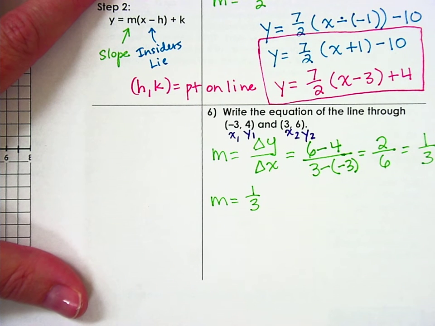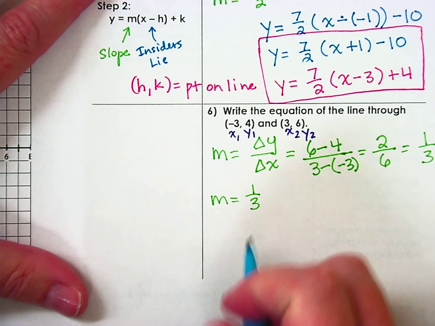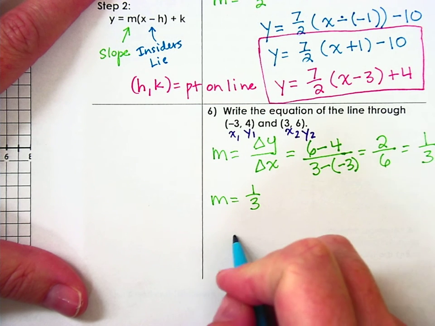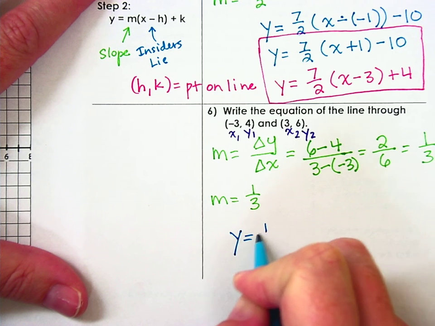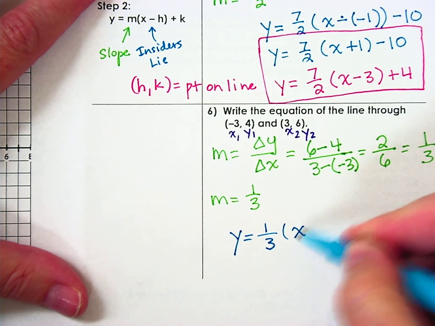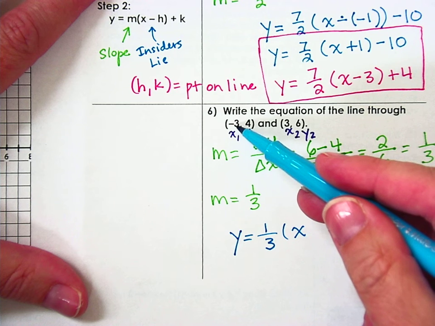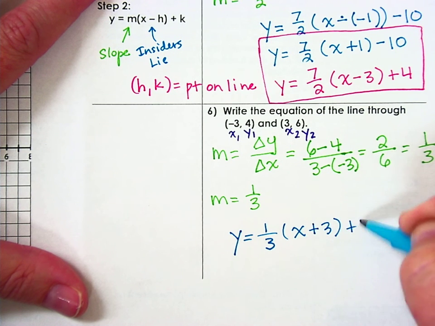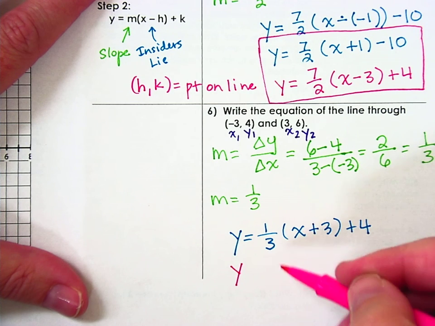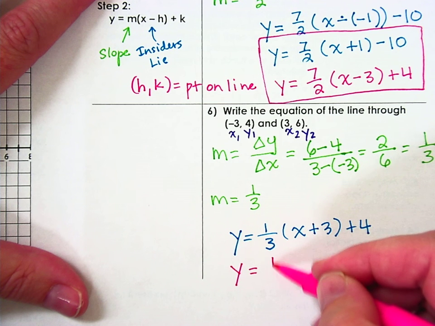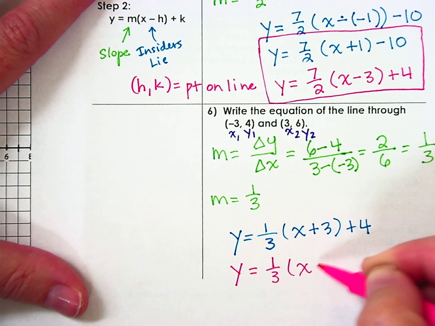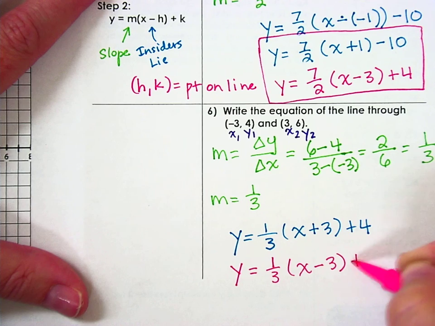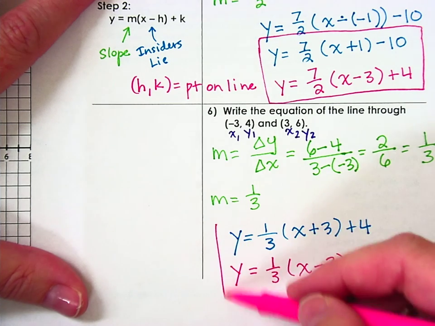Now we're going to go ahead and substitute this slope with one of the original points, and we'll do both just so you can see again. So if you chose the first point, your equation would be y equals 1/3 times x, and then it's insiders lie, so it's minus a negative, so it ends up being x plus 3 plus 4. Or if you chose the other ordered pair, then it would be y equals 1/3 times x minus 3 plus 6. And there you have it. Both of those are good answers.